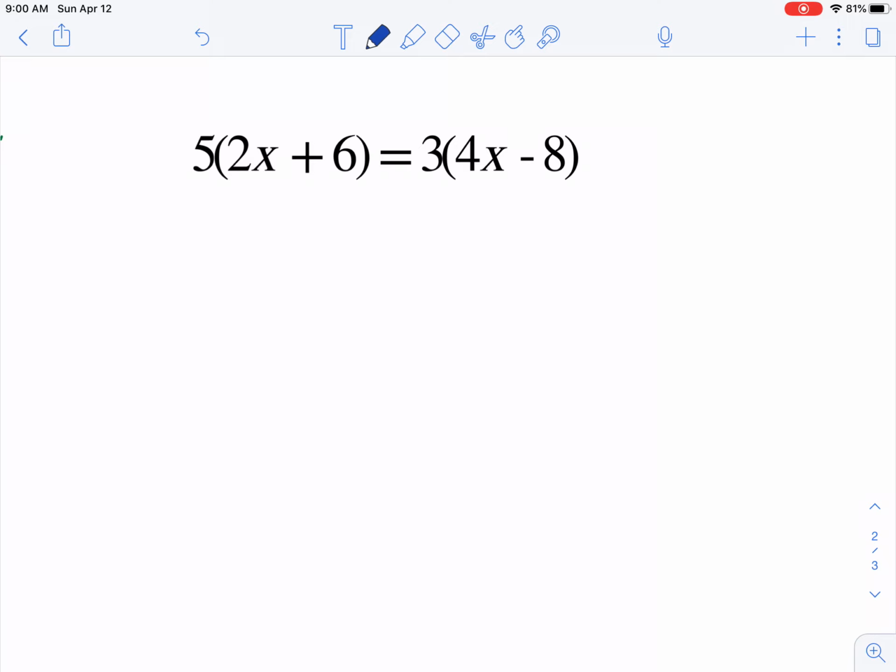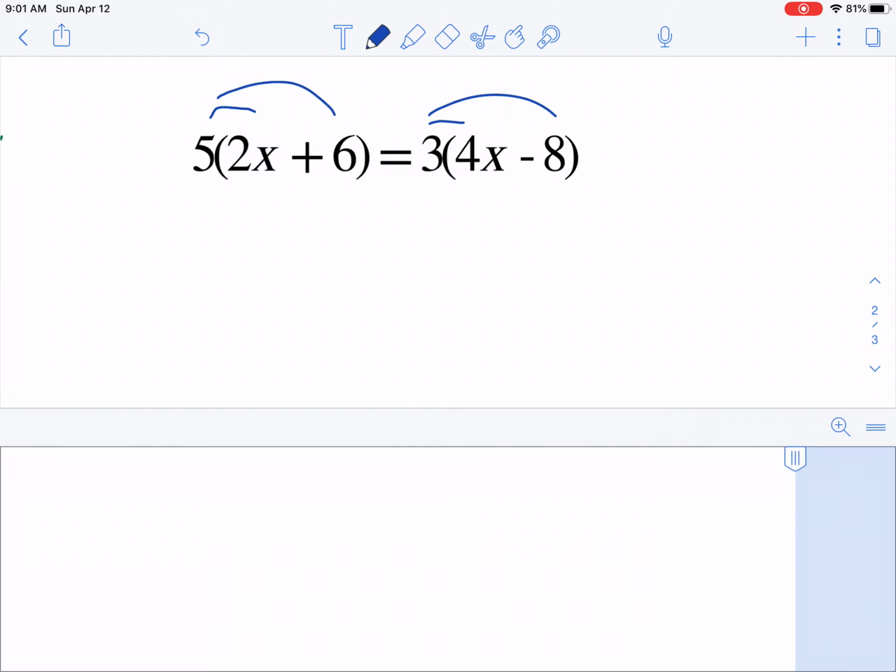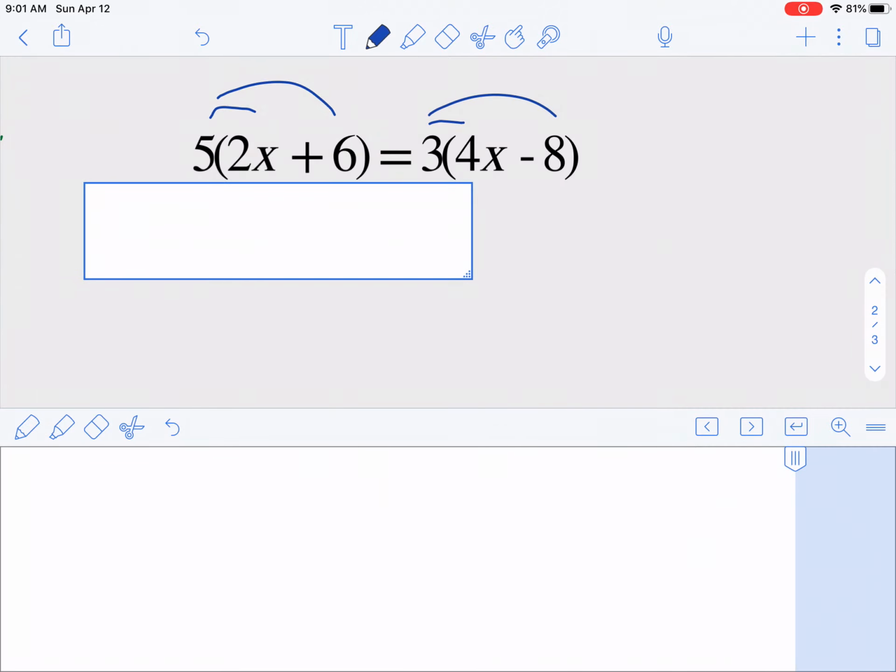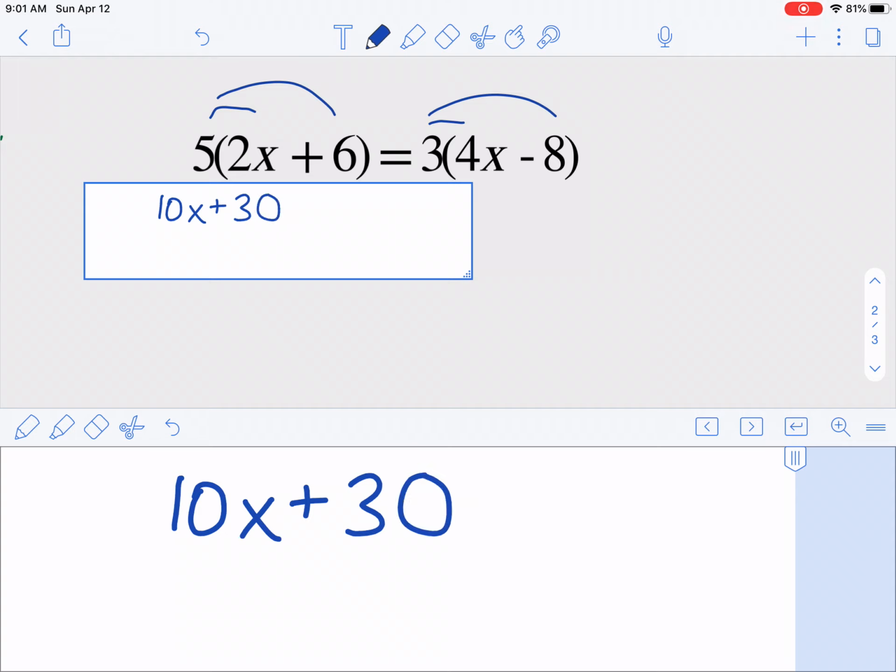And there's some logical steps you can take. Sometimes you have a choice about what to do, and it just kind of comes down to however you want to solve it. So on this particular problem, logically, the first thing we're going to want to do is use the distributive property here on both sides. We can distribute 5 on the left side, distribute 3 on the right side. And so when I distribute 5 in on the left side, it's going to give me 10x plus 30. And on the right side, that's going to give me 12x minus 24.